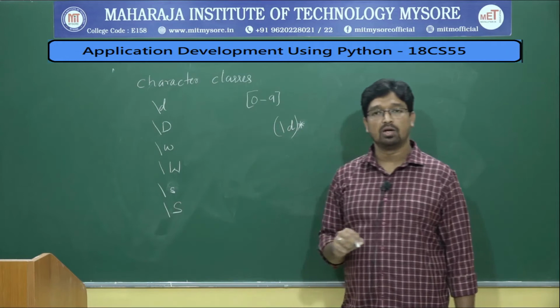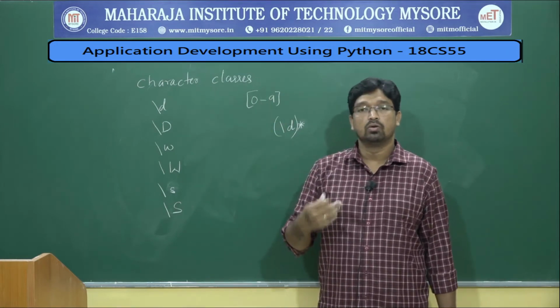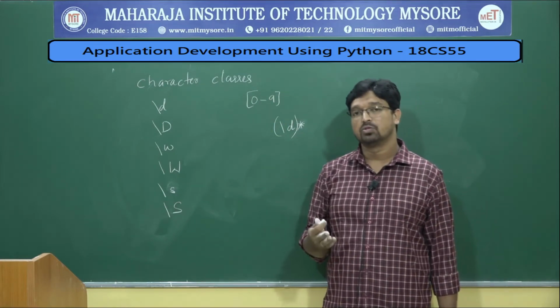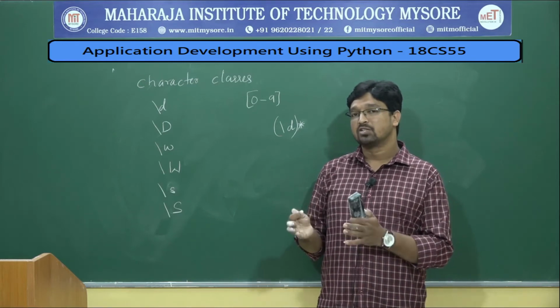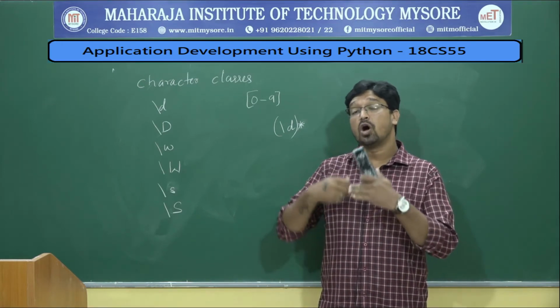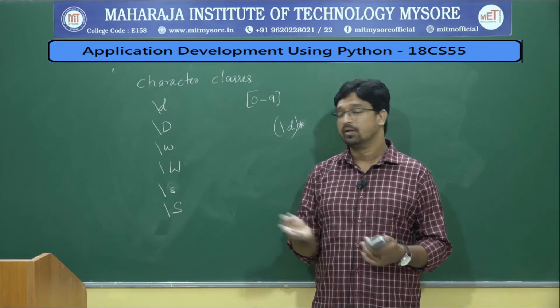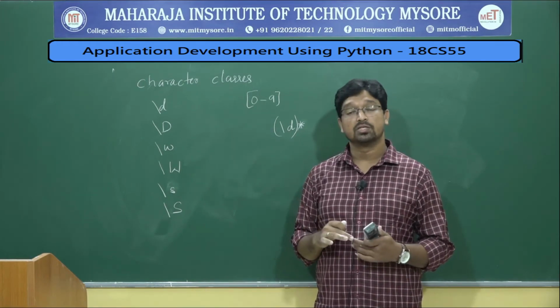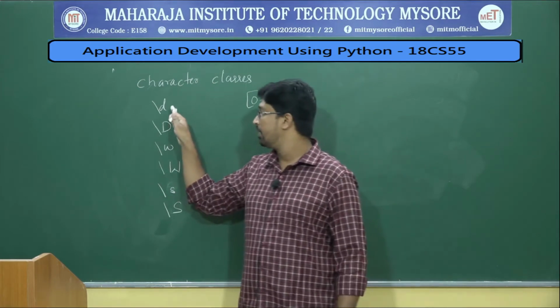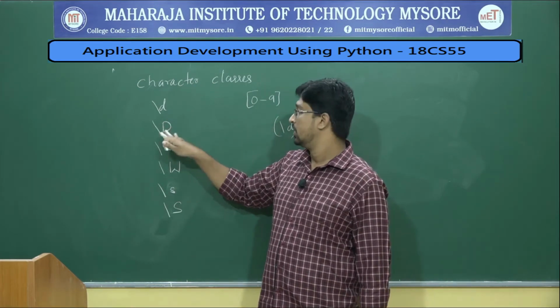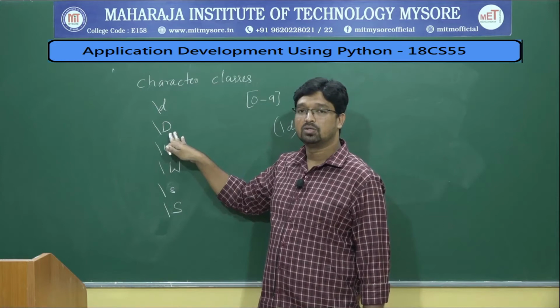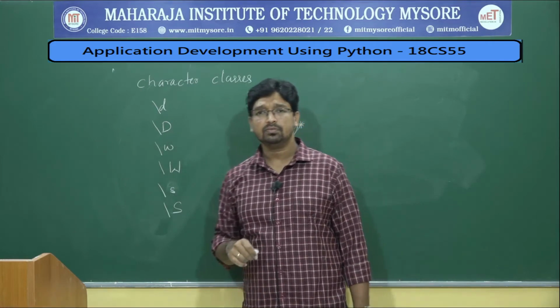It is the reverse of small d. When you specify capital D, it matches a character which is not a number. It should not be a number. Then such kind of strings will be matched. If it is a number, using small d, it will match. If it is not a number, then using capital D, we are going to match.